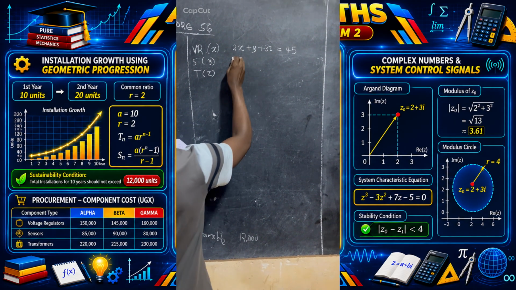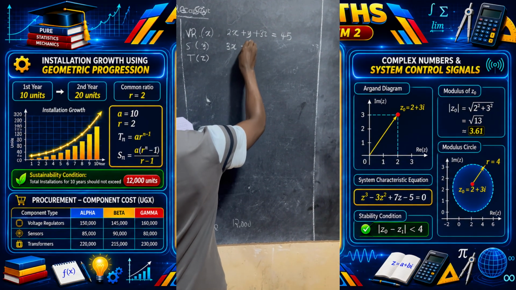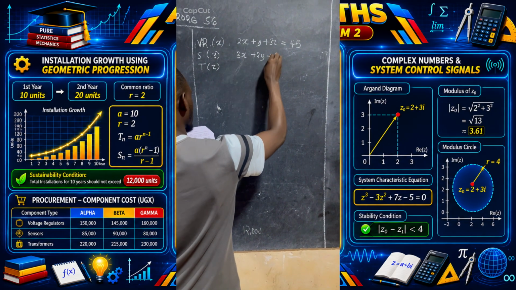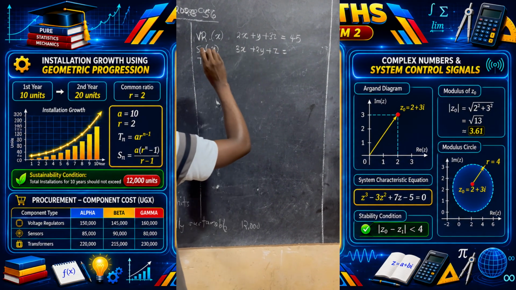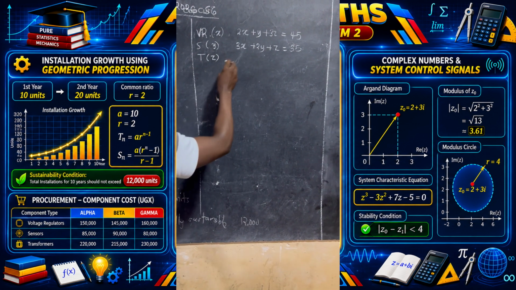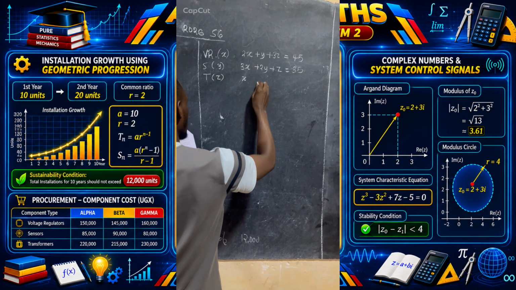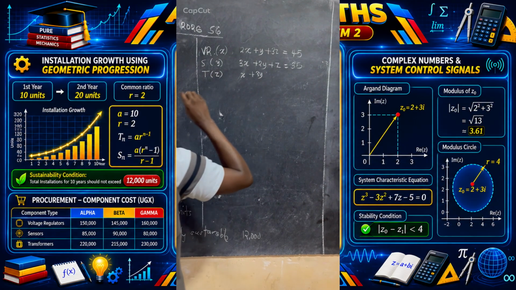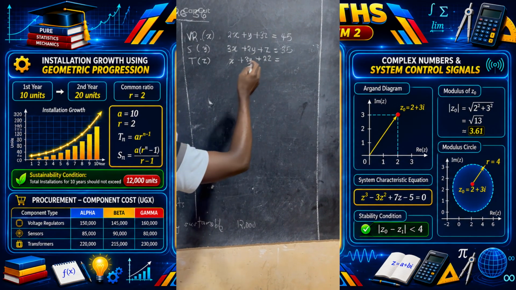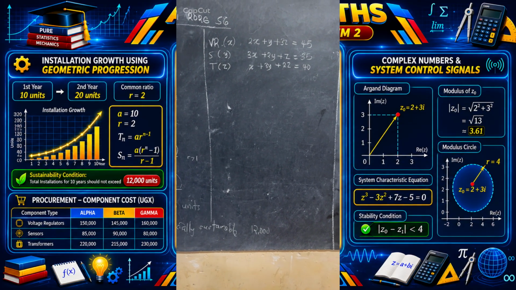When they went to beta, they got 3 of the voltage regulators, 2 of the sensors, then 1 of the transformer, which is Z, and the total is 35. Then when you go to gamma, they got 1 X of the voltage regulators, 3 sensors, which is 3Y, then 2 transformers, which is 2Z, but after adding all of them, the money spent was 40.